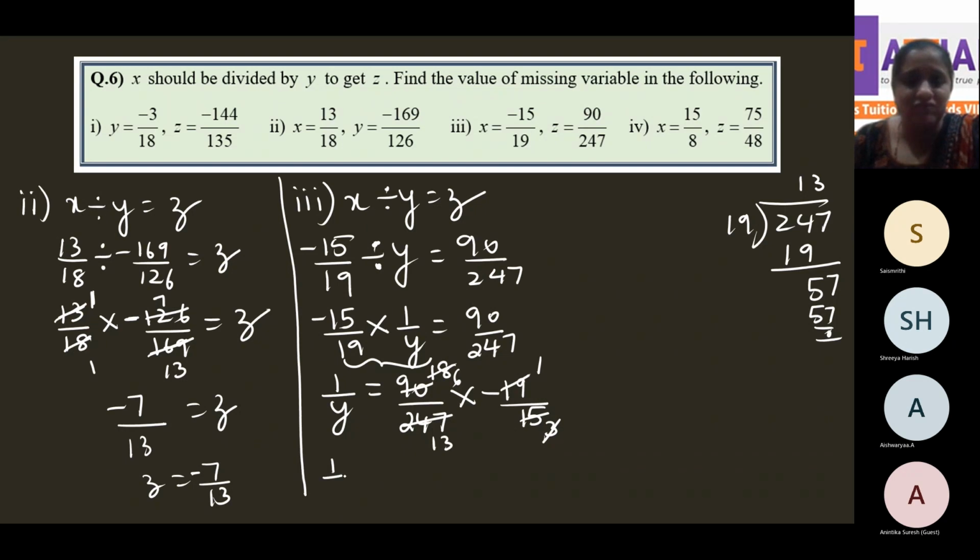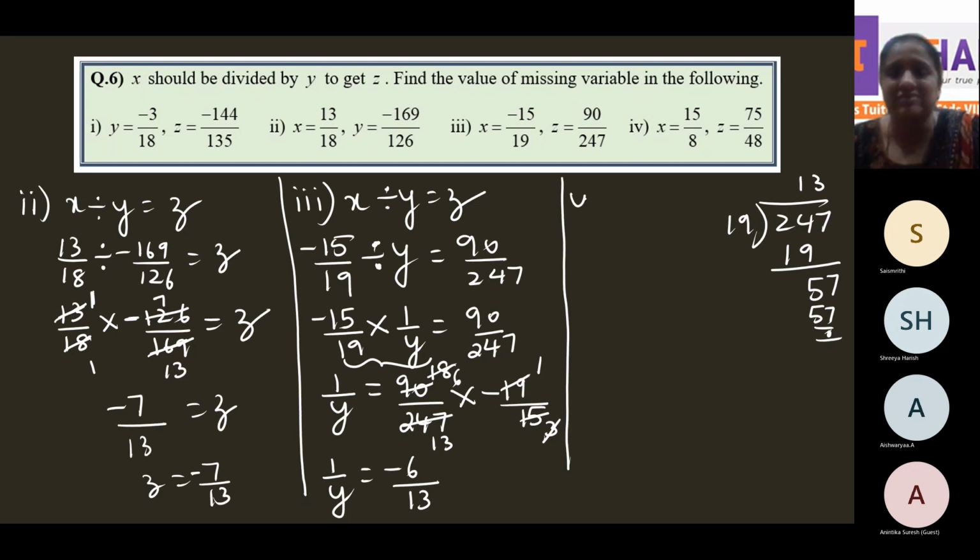So we have 1 by y is equal to, what do we have in the numerator? I can see a 6 and minus 1. 6 into minus 1, which is minus 6. And the denominator, I think we have only 13. So now 1 by y is minus 6 by 13. So taking reciprocals on both the sides, we have y is equal to minus 13 by 6.